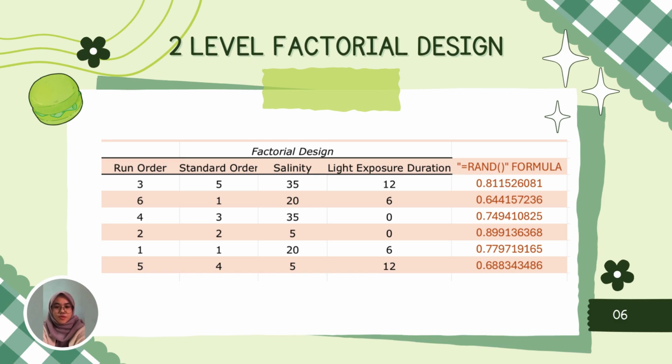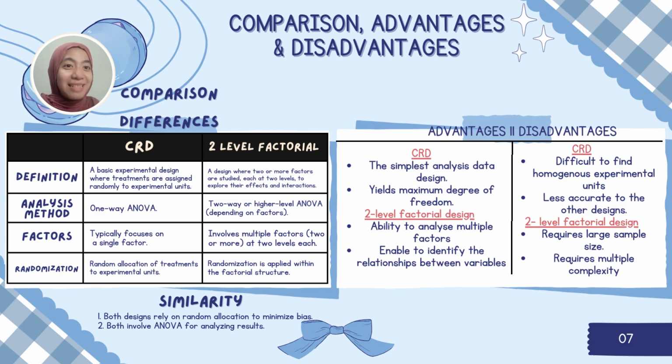Additionally, we included center points represented in run order 6 and 1, which test the midpoints of the factor levels to check for curvature in the response surface. Lastly, we use a random formula to help randomize the run sequence and ensure a fair distribution of experiments.